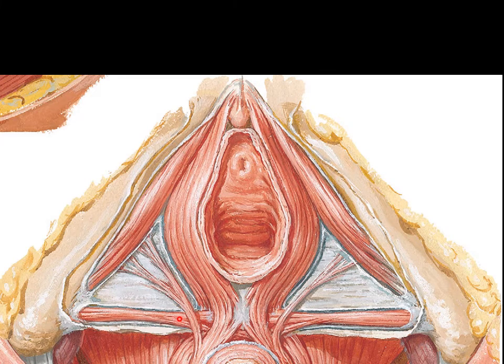So here you can see the superficial transverse perineal muscles. In the case of female, how are they present? All the fibers of the superficial transverse perineae and the bulbospongiosus are going to join, or get inserted, to the perineal body at the midline.